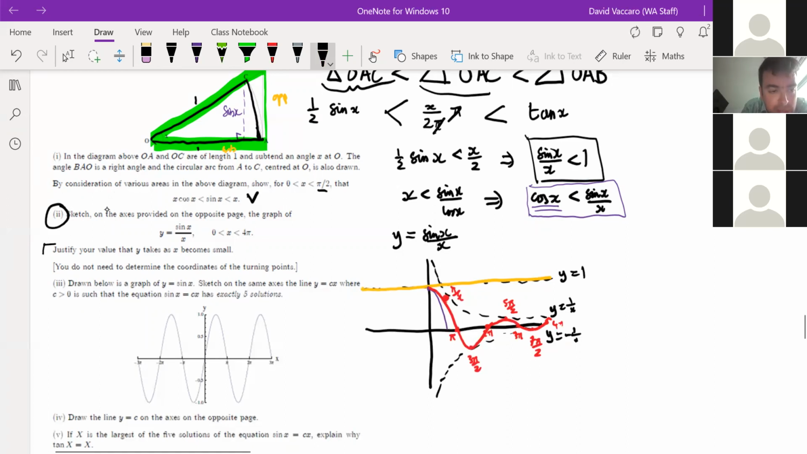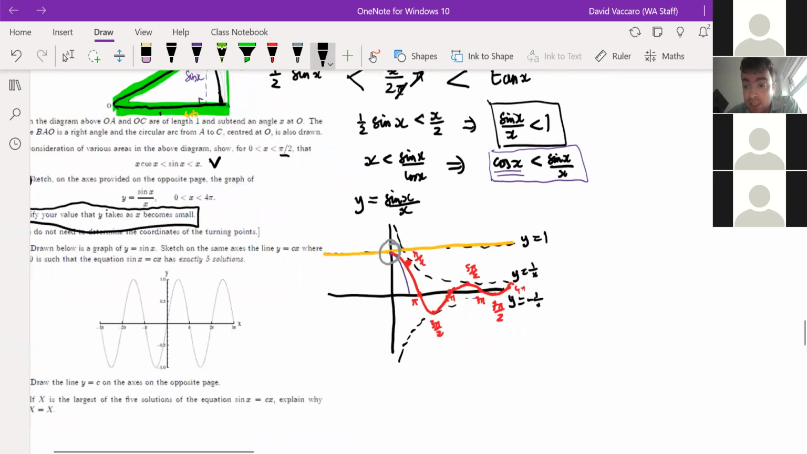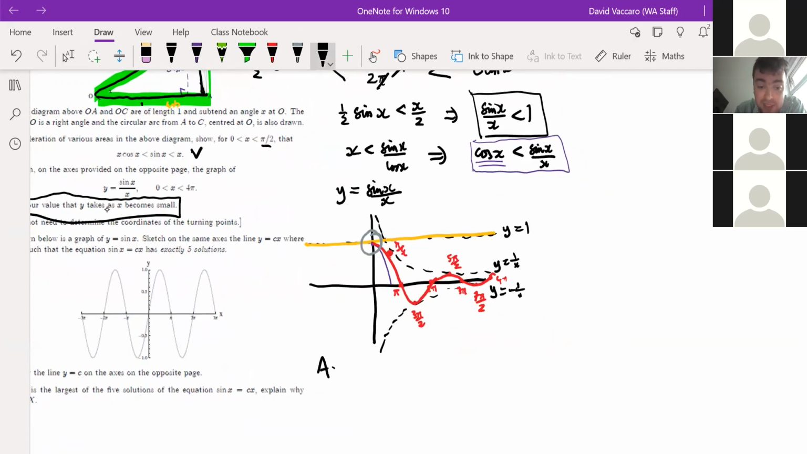In the context of the math question, it says justify the value that y takes as x becomes small. Well, as x becomes small, what would you say sine x over x becomes? So as x becomes small, what can you say that sine x over x is approximately equal to? 1.